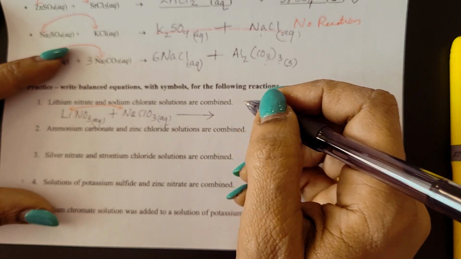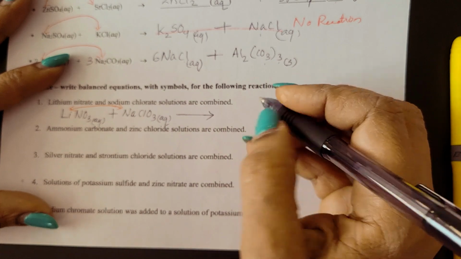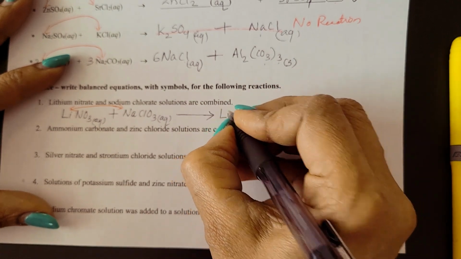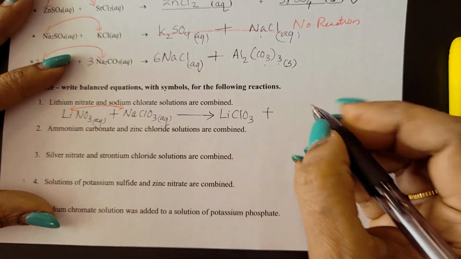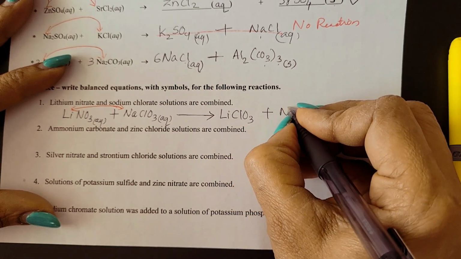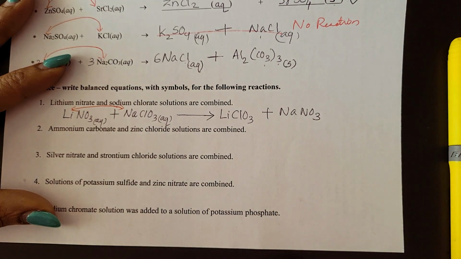What is the product? Lithium chloride. I need the formula. LiClO3. And what is the next one? NaNO3.